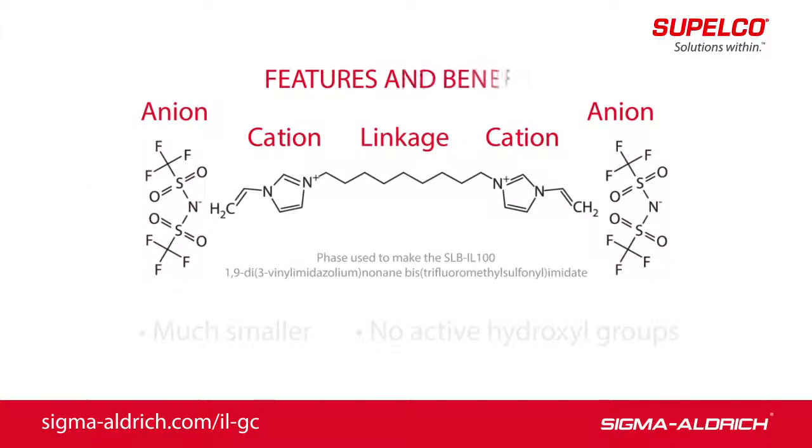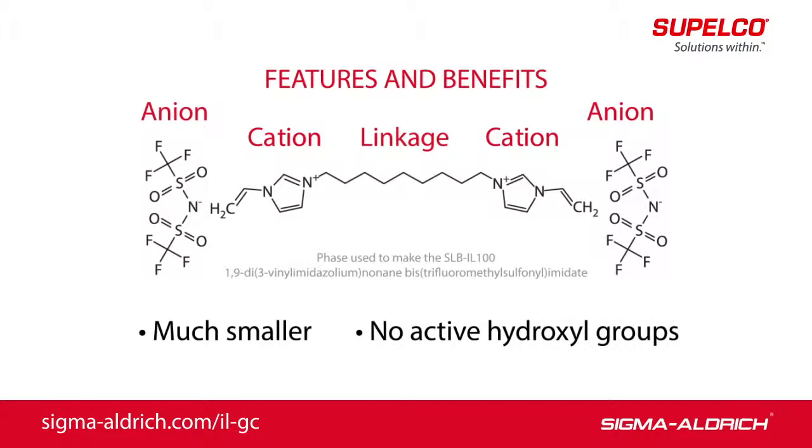Ionic liquids differ physically and chemically from non-ionic liquid stationary phases. They are smaller compared to big, bulky polysiloxane polymer and polyethylene glycol phases. Also, there are no active hydroxyl groups. These features lead to greater stability, even in the presence of moisture and/or oxygen.